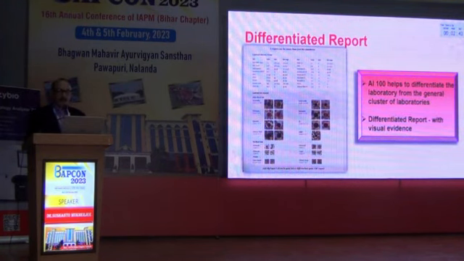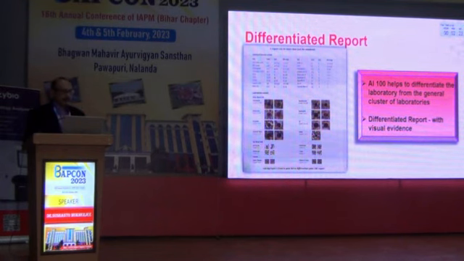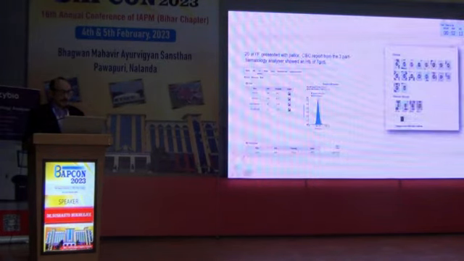AI 100 helps to differentiate your laboratory from the general cluster of laboratories. If you are reporting a CBC with the cells depicted with colored photographs, it totally differentiates you from the crowd, showing that this pathologist or this laboratory is giving a CBC with photographs, and the clinicians can know what cell is present there and whether this CBC actually matches or not.